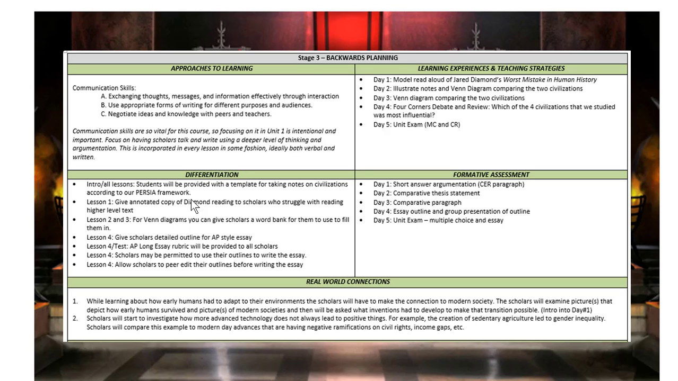Okay, this starts stage 3 of the unit plan. It goes through the approaches to learning, or ATLs, learning experiences for each lesson, differentiation for each lesson, the formative assessments for each lesson, and then these real-world connections. I made sure to do each of these 3 boxes by day, just to be a little more clear and give you some real, tangible ideas for what to use.